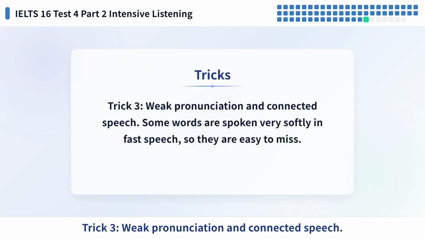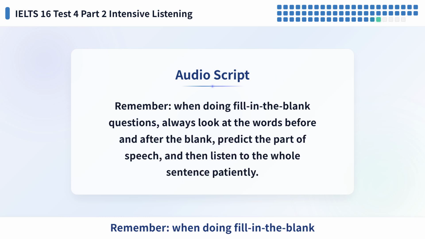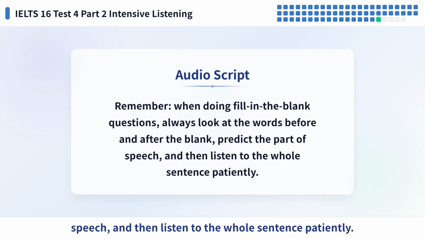Trick 3. Weak pronunciation and connected speech. Some words are spoken very softly in fast speech, so they are easy to miss. For example, in Q19, pedestrian crossing was said very quickly, and the middle syllable of pedestrian was almost inaudible. Remember, when doing fill-in-the-blank questions, always look at the words before and after the blank, predict the part of speech, and then listen to the whole sentence patiently.